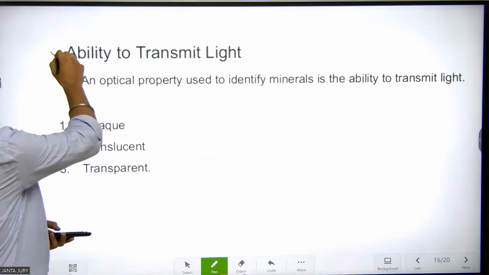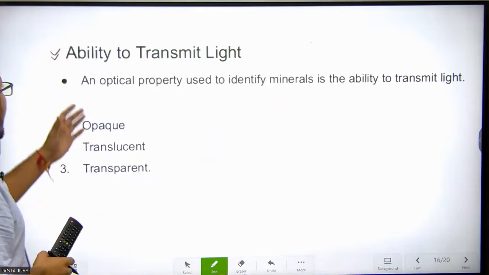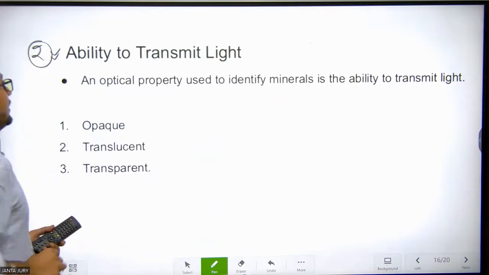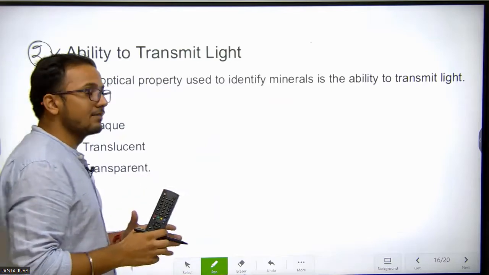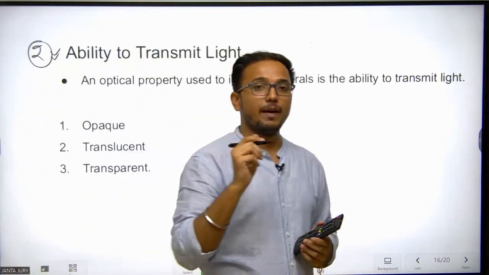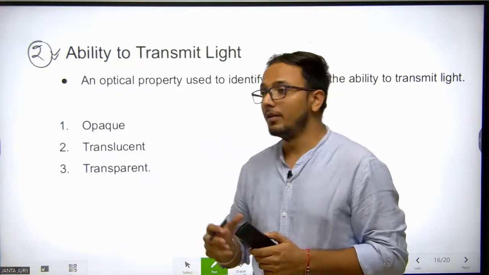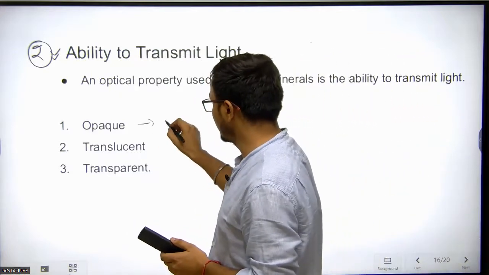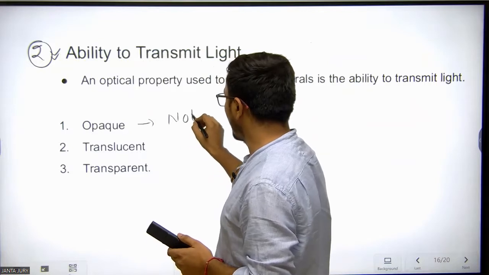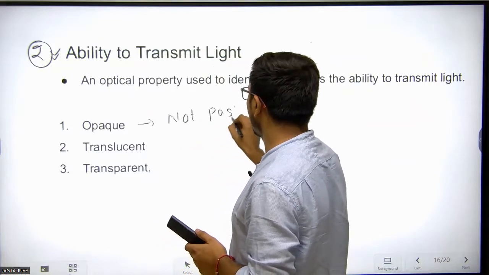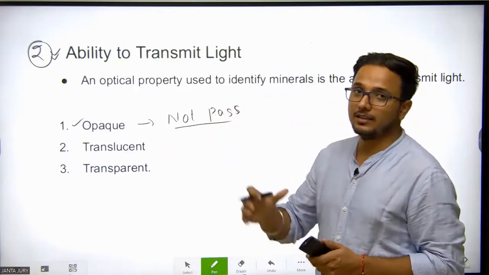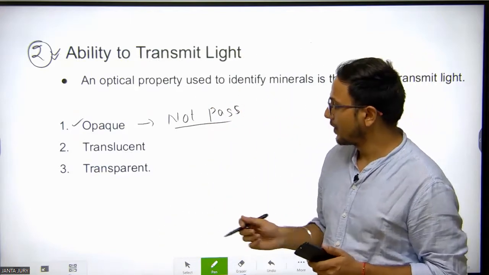Now the second one for optical properties is the ability to transmit light. Whenever light strikes a mineral, how does the light behave with the mineral: either it passes through or it does not pass through. When the light does not pass, the property of the mineral is opaque. So we will say this mineral is opaque.